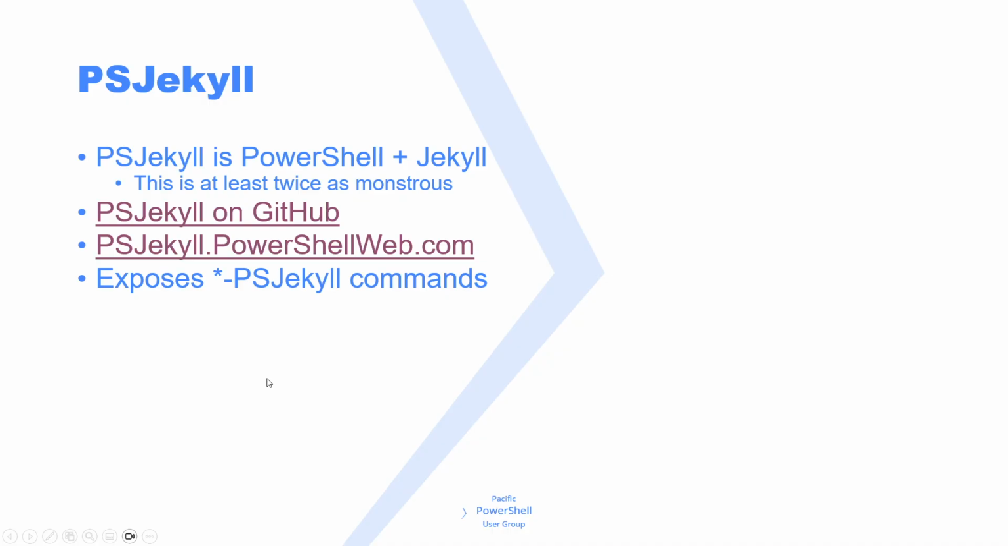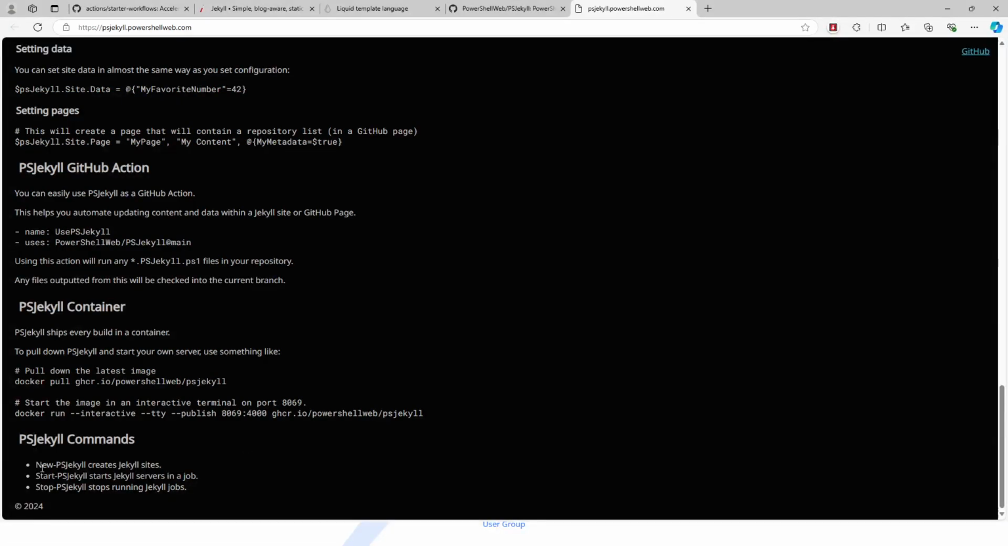It exposes a few PSJekyll commands. The highlighted ones are new, start, and stop, although stop is basically Stop-Job. Start-PSJekyll will start a local Jekyll server. New-PSJekyll for now calls Jekyll. It will be doing more fancy stuff. The bulk of the customization comes in by being able to do this sort of thing and run it as an action.